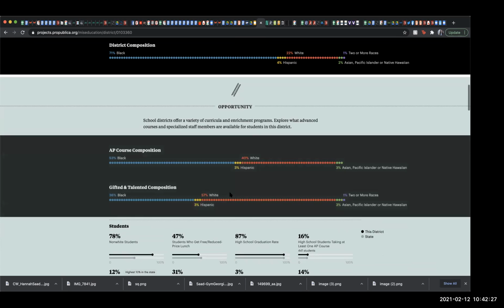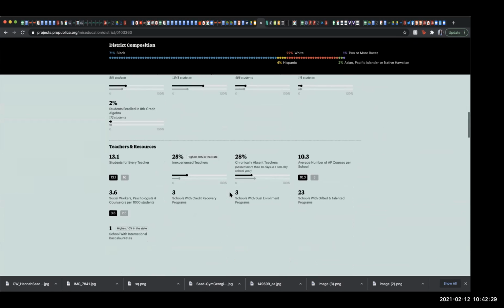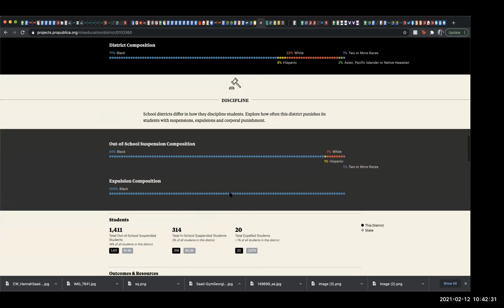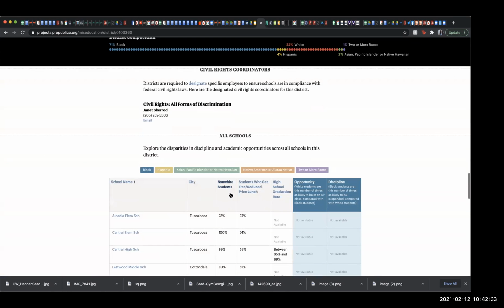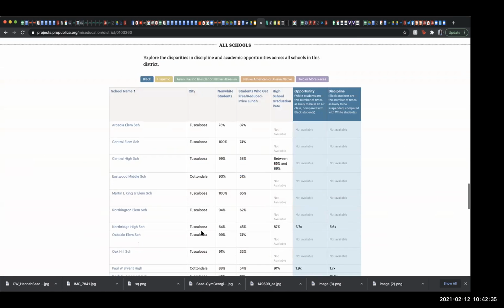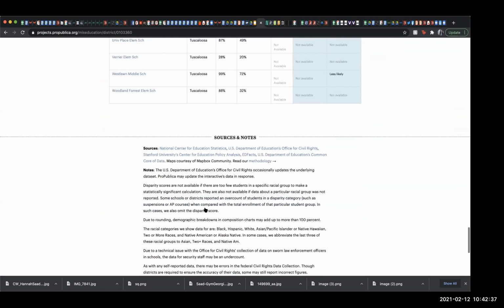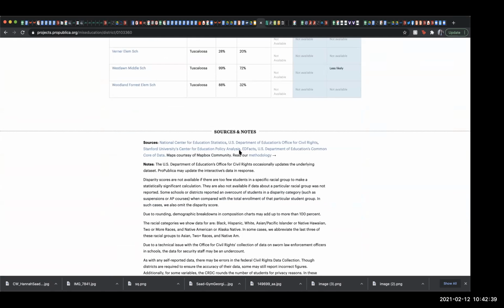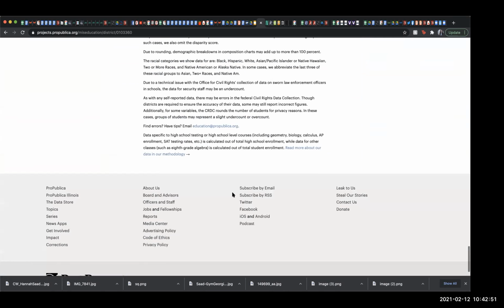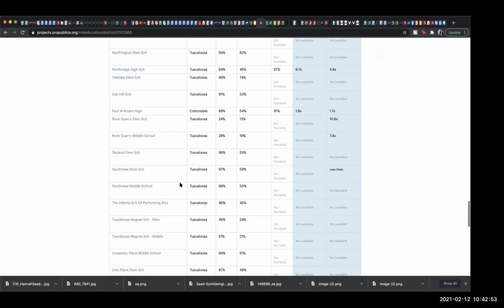So you can cite publications like this that provide this information, but what you want to do is go to the source. So you see where they have sources and notes. You're going to want to go to the Department of Ed Office of Civil Rights. You're going to want to go to the National Center for Education Statistics and do your own research there. This is just to get you started.